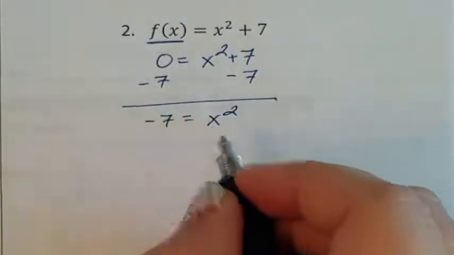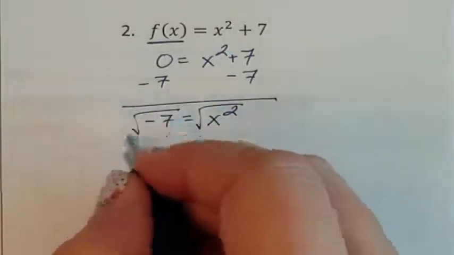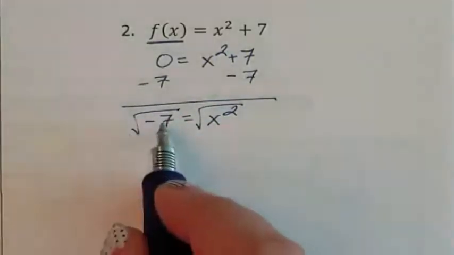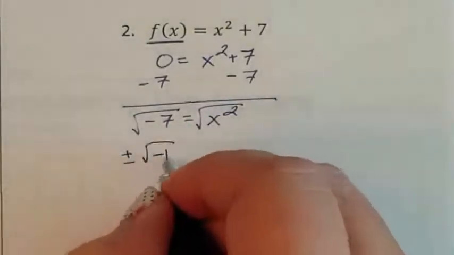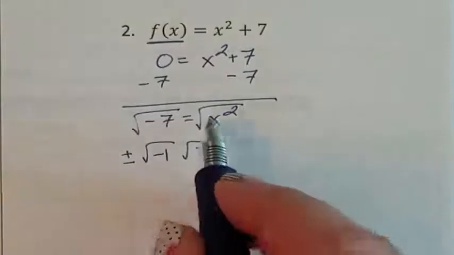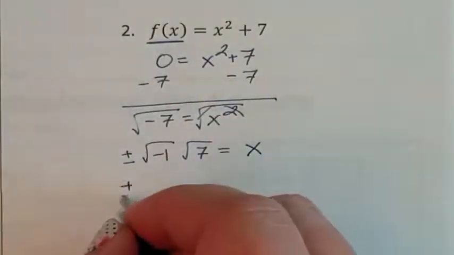I need to get the x by itself, so I need to take the square root of both sides. I chose to take the square root, so I need a plus or minus. I need to separate that negative 1 from the 7. The square root of x squared is just x. So I have plus or minus.